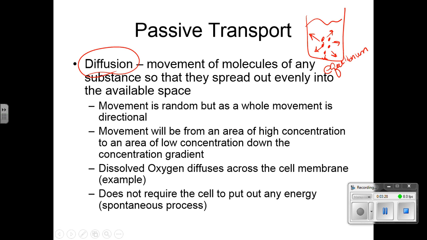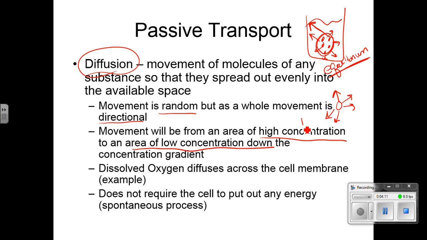Movement is random, but as a whole, movement is directional. So this is kind of a hard thing to think about. When particles move, they move randomly. It doesn't really matter how they're moving or where they're going. However, if you put this dye in this water right here, it's going to have a directional movement in a certain direction because you have to diffuse it till it reaches that equilibrium. We'll show a picture here that might make a little more sense soon. Movement will be from an area of high concentration to an area of low concentration.